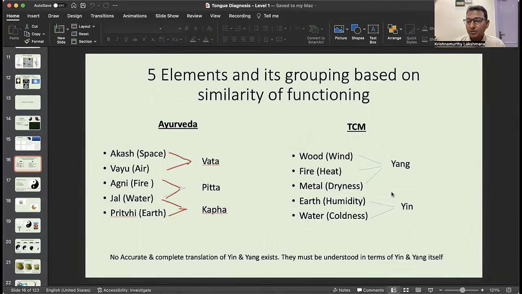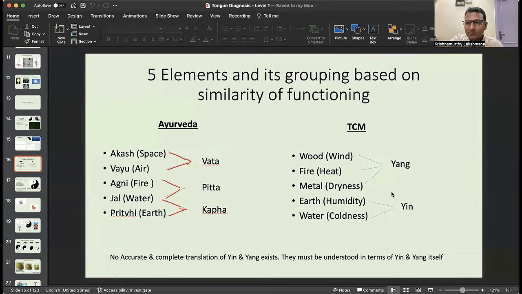Let's take roti, or chapati. There is a soft roti and there is a hard roti. Which roti is more yin and which roti is more yang? Soft roti is yin and hard roti is yang. Why? Because female nature is soft, male is hard.